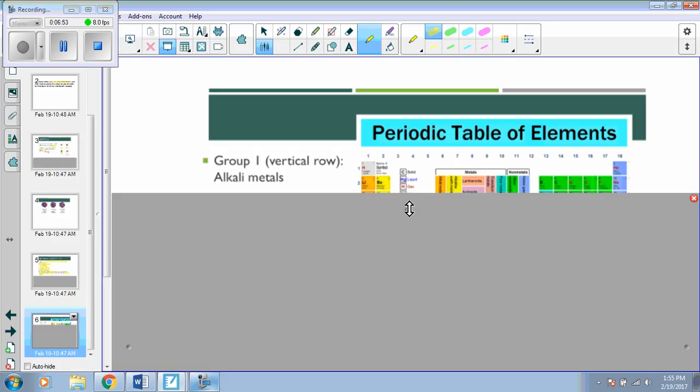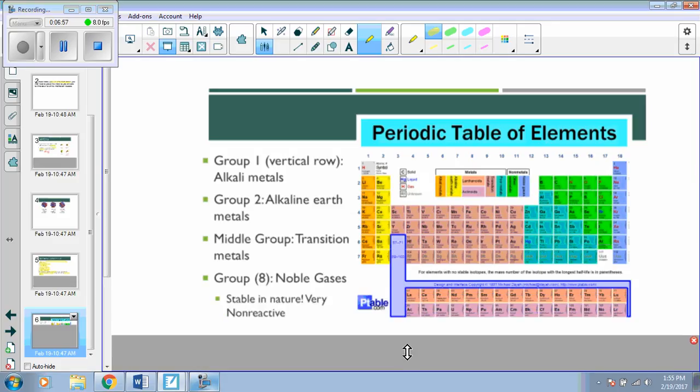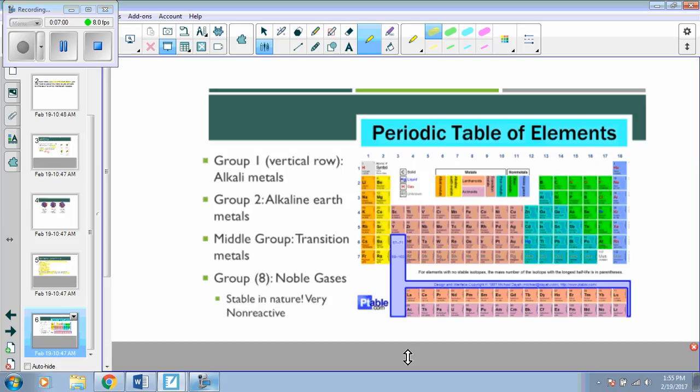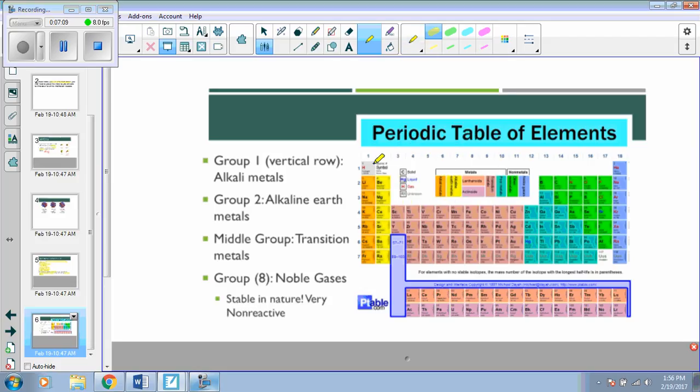Last but not least, going over the different groups you guys are going to be responsible for. Group 1. Again, groups go up and down. Group 1 are deemed your alkali metals. Group 2 are deemed your alkaline earth metals. Make sure you guys are aware of the difference.